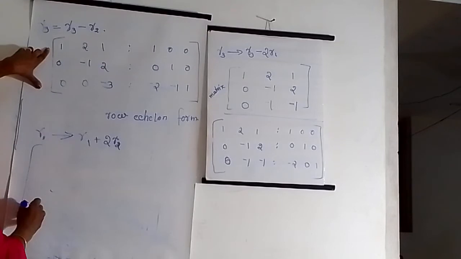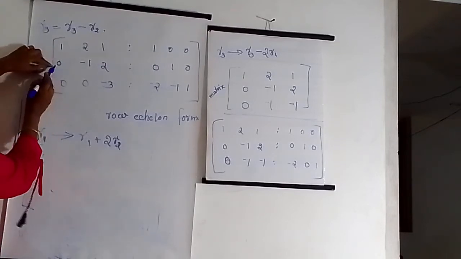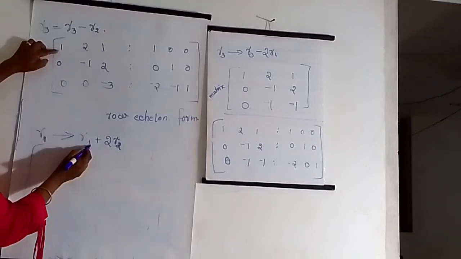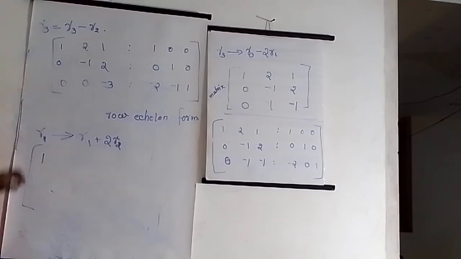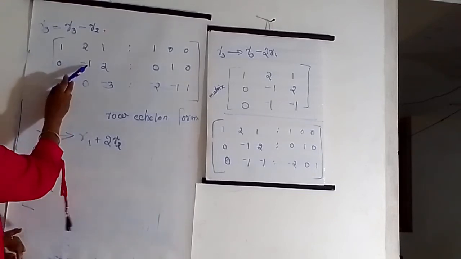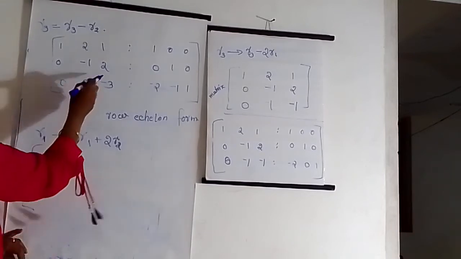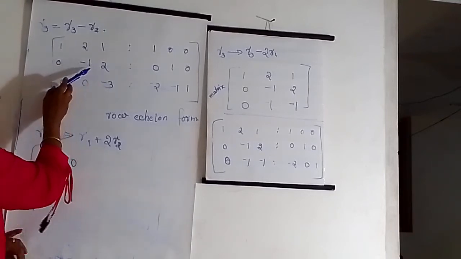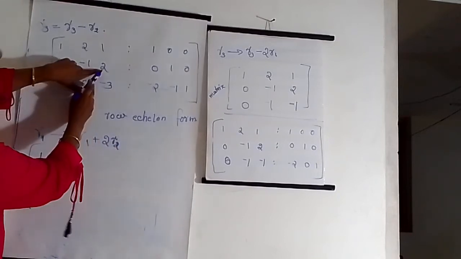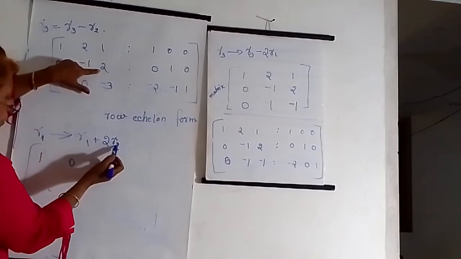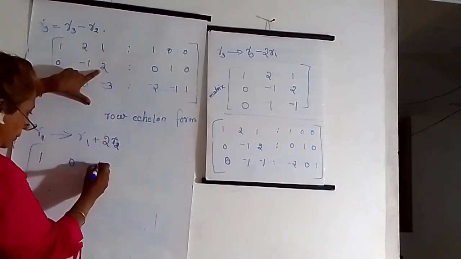So this matrix is changed: R1 is equal to R1 plus 2R2. This is 0 here, so it will remain as 1 here. And then negative 1 times 2 is added to here, it becomes 0. And again, R1 plus 2R2. 2R2, it is 4, isn't it? 2 into R2, 4. 4 plus 1, it becomes 5.